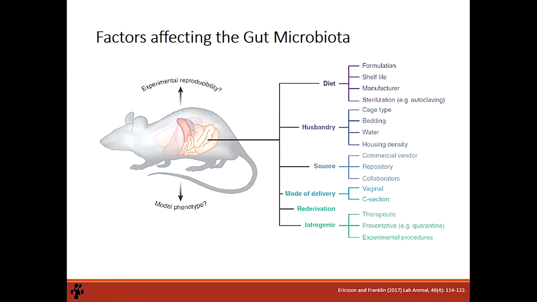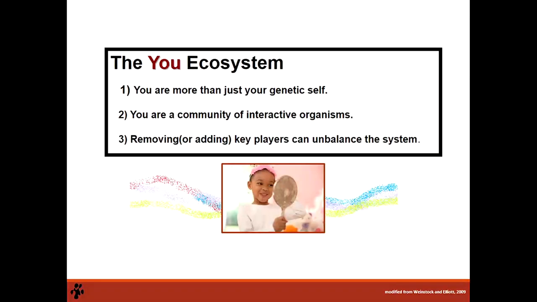studies and the importance of each of these, the variability of the microflora in terms of the diet, husbandry, source, delivery, derivation, all intermixed with the changes in the composition of the intestinal microbiota. So, we think of the ecosystem.